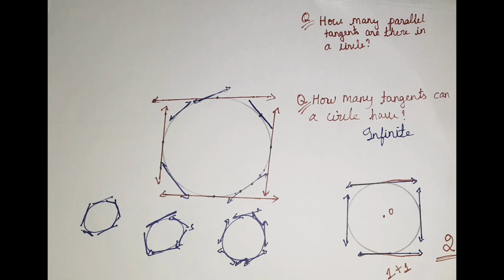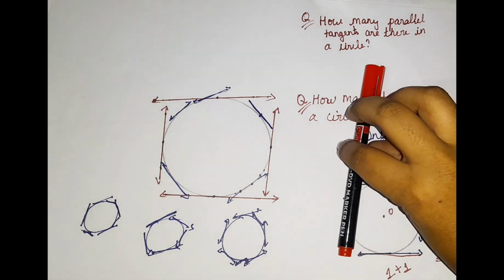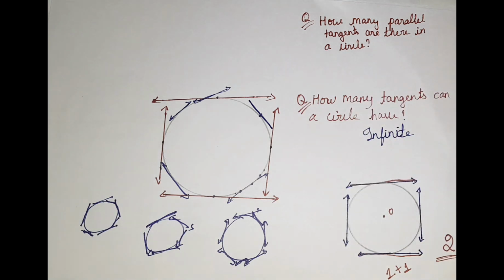Okay, parallel is really important, so again I'll explain. Here there is a tangent, here there is a tangent, and they form a pair. And here one tangent is there and here one tangent is there, and that is also forming a pair. Then there are 2 pairs in this circle, that means the 2 pairs are parallel. Parallel means both are equal.